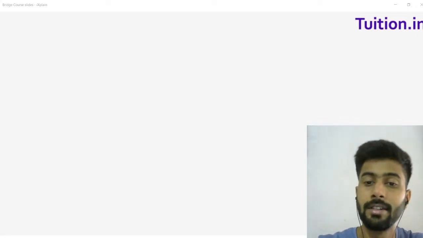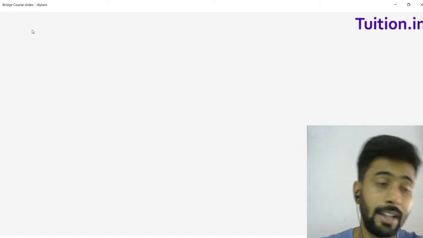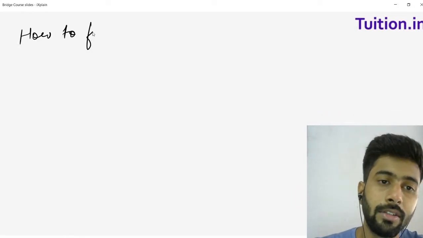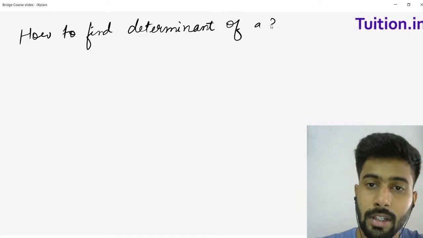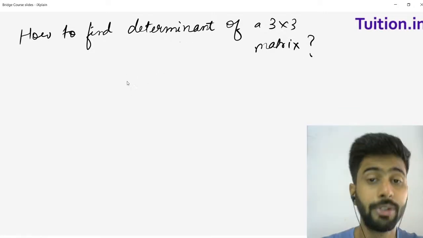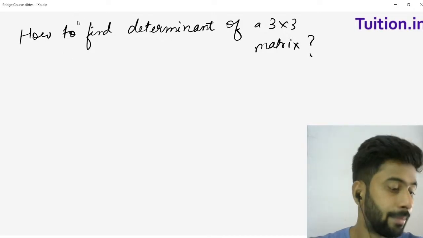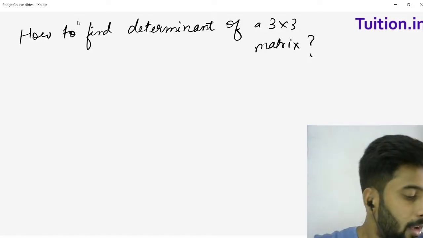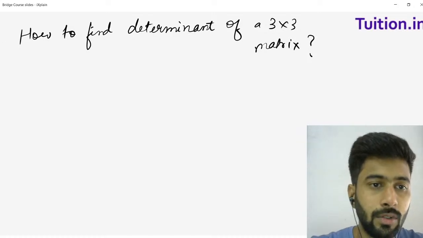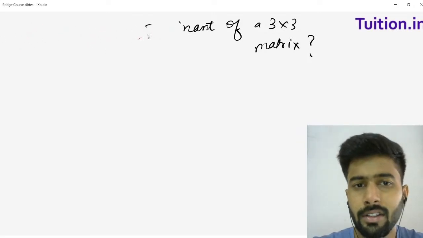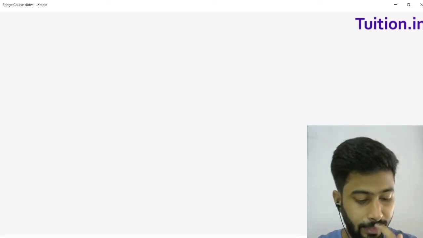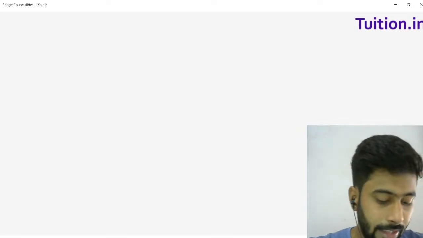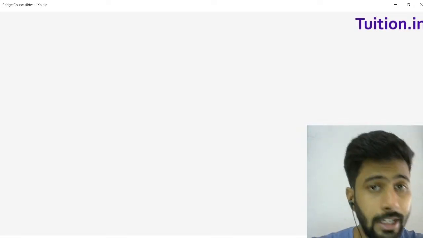I hope you have answered this question to yourself, as I had asked you yesterday: how to find the determinant of a 3 by 3 matrix? I had asked you to look it up on YouTube, because we will be using this concept, this formula, to solve some problems today. If you haven't, maybe you will get it through the problems themselves. Regardless, I would still prefer that you read and solve some problems related to finding determinants of a 3 by 3 matrix on your own.